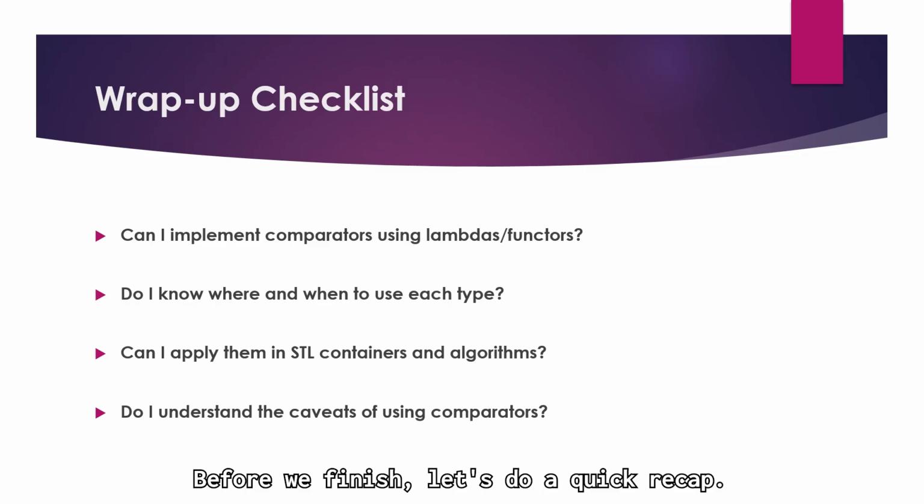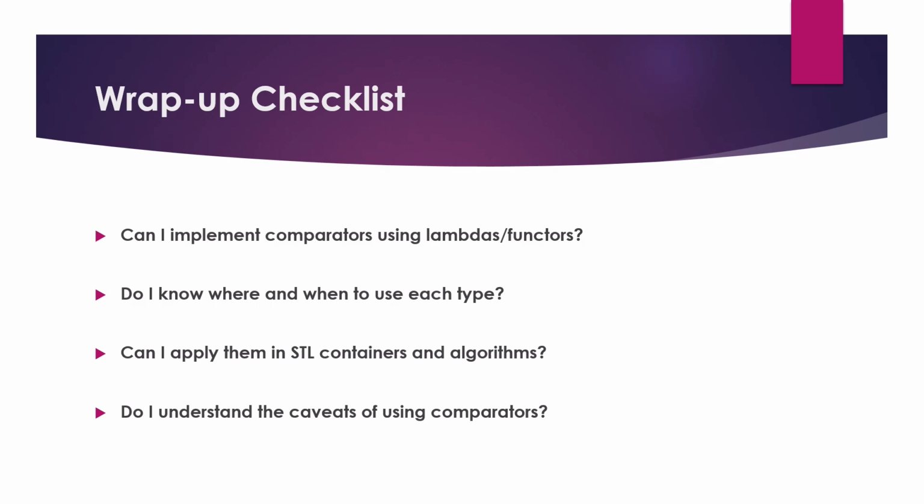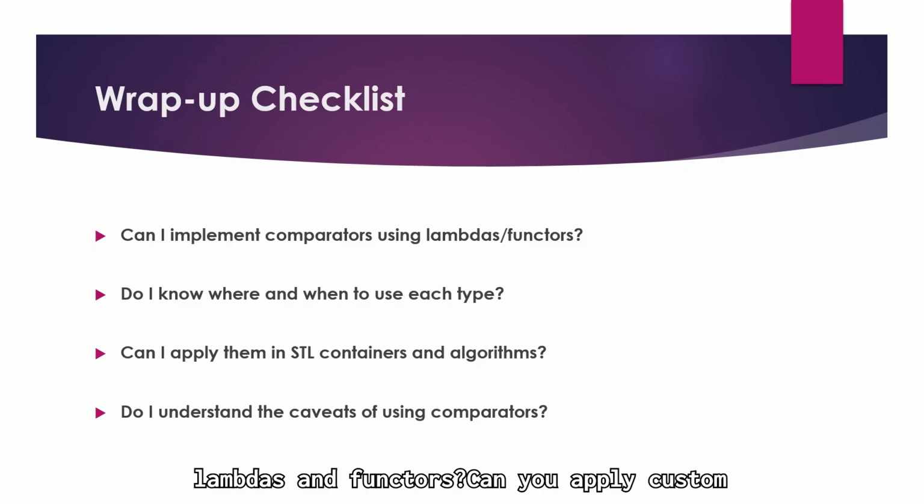Before we finish, let's do a quick recap. Can you write custom comparators using lambdas and functors? Do you understand when and why to use function pointers, lambdas, and functors? Can you apply custom comparators to STL containers like set, map, and priority queue? Are you aware of the common pitfalls and best practices for comparators? If you can confidently answer yes to these questions, you are ready to tackle more complex STL problems with custom comparators.